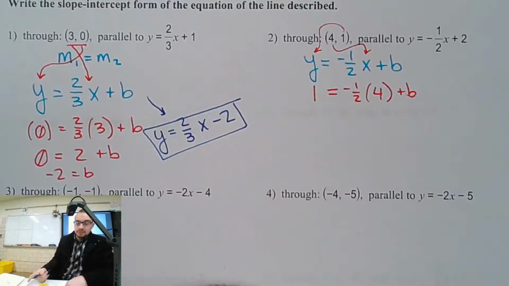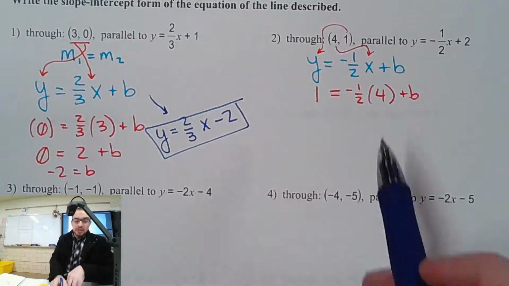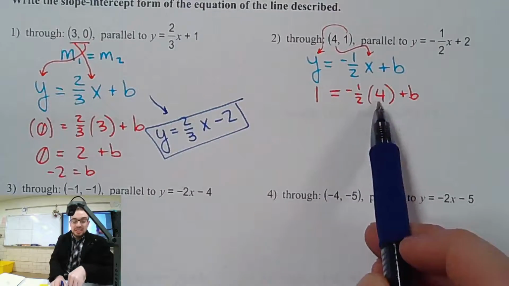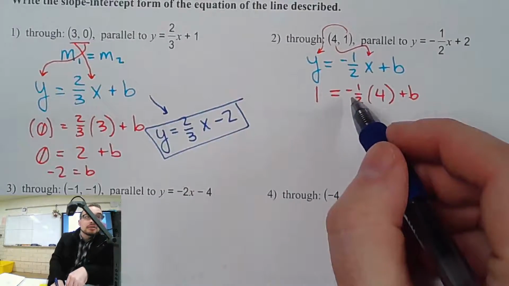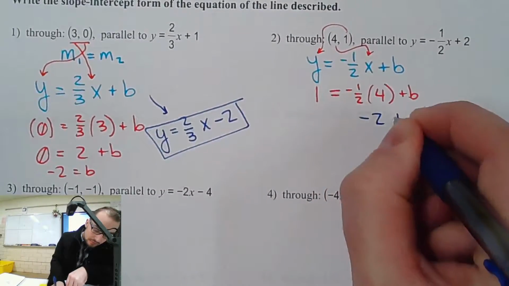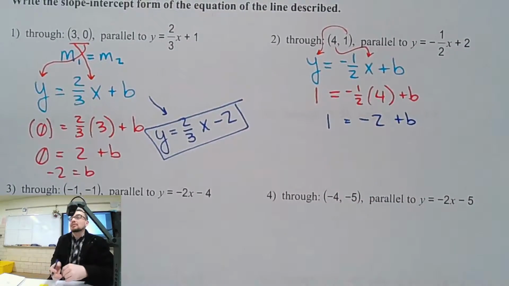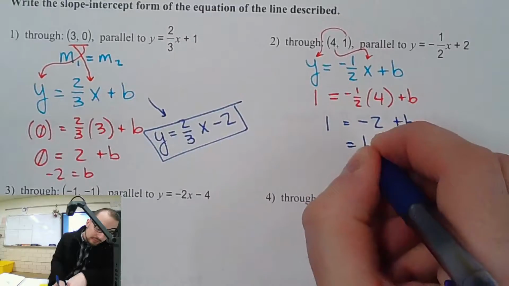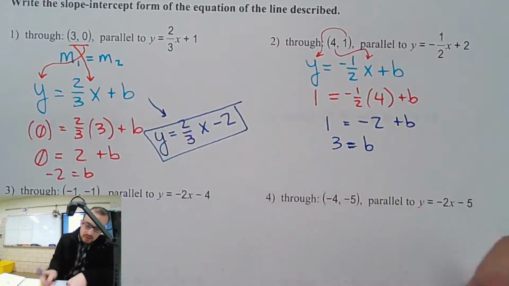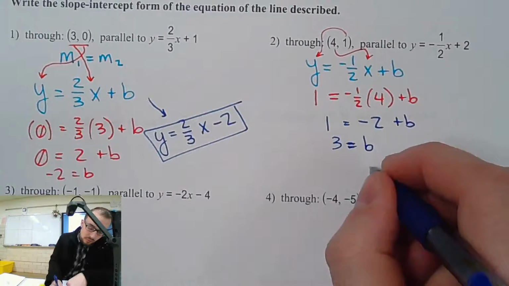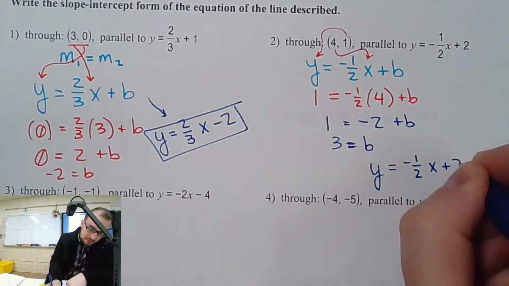When we do this, remember, multiplication is "of." Of is the word we use. So when we say 1/2 times 4, what we're really saying is 1/2 of 4. What's half of 4? 2. And then negate it, so it's negative 2. And then when we add 2 to get b on its own, we realize that b is going to equal what? 3. Which means our equation is going to be y equals negative 1/2 x plus 3.